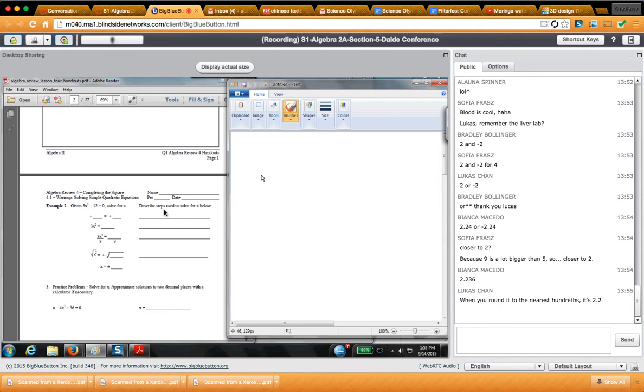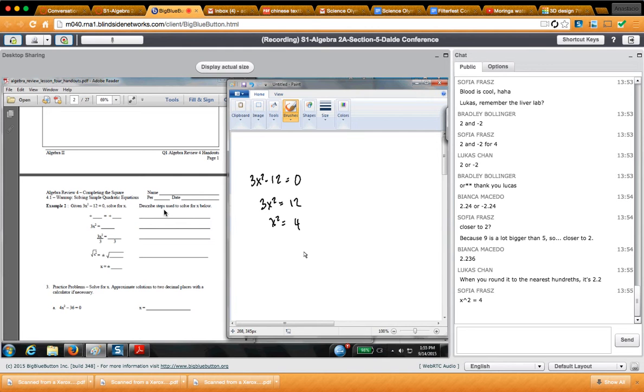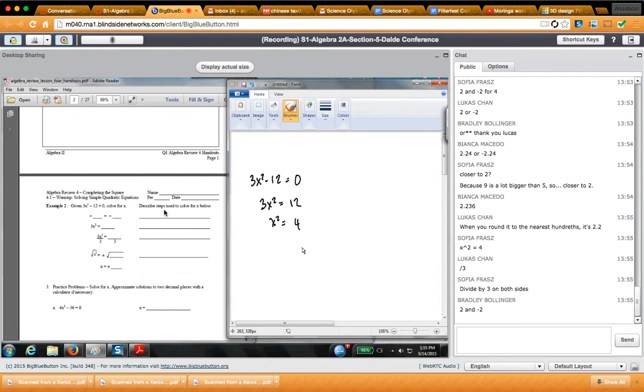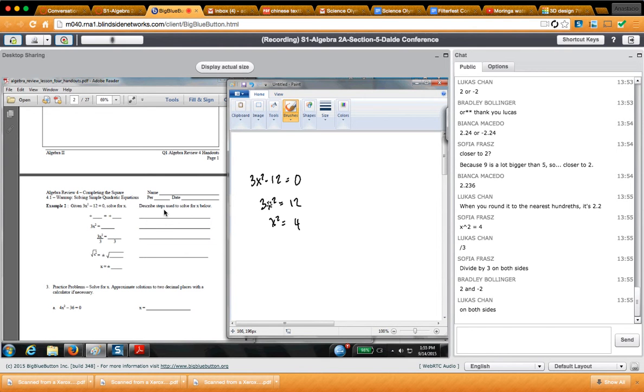3x squared minus 12 equals 0. So 3x squared equals 12. I added 12 to both sides. x squared is equal to 4. How did I do that? How did I get x squared equals 4? I divided both sides by 3 because this 3 is being multiplied. All right, there we go. Then I square root both sides, so x is equal to plus or minus 2.